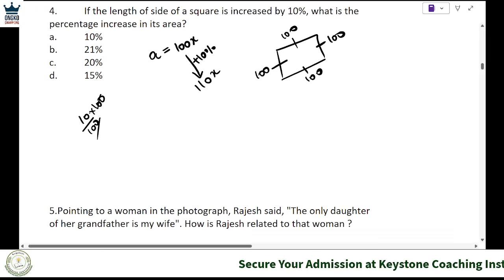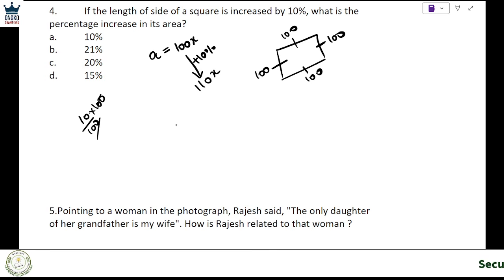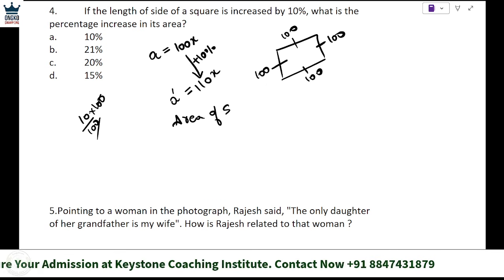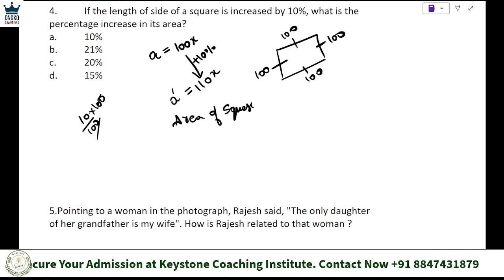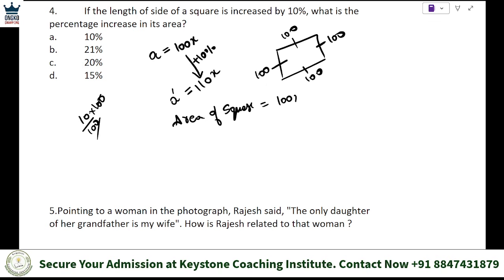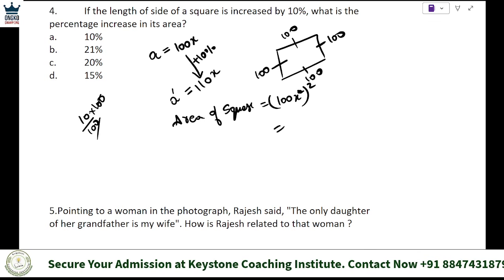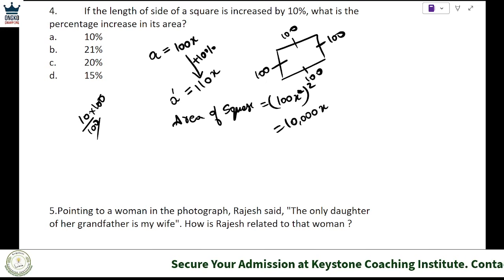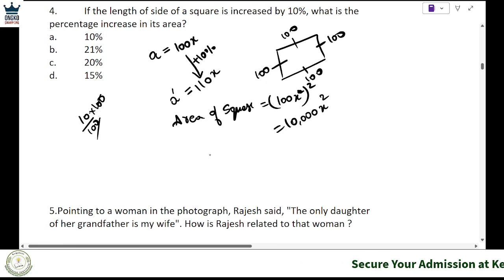So now the area. So area of the previous one, right? So this is the new side, right? Side of the square. So area of the previous square is equal to side square. That means 100x square. Square should be outside the bracket. This will give us 10,000. Yes, 10,000 x square.